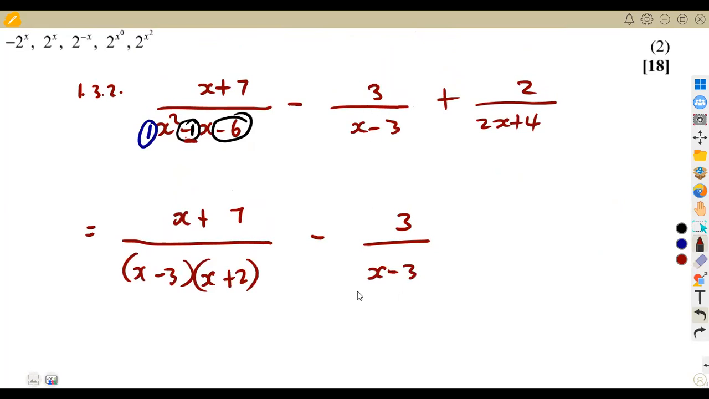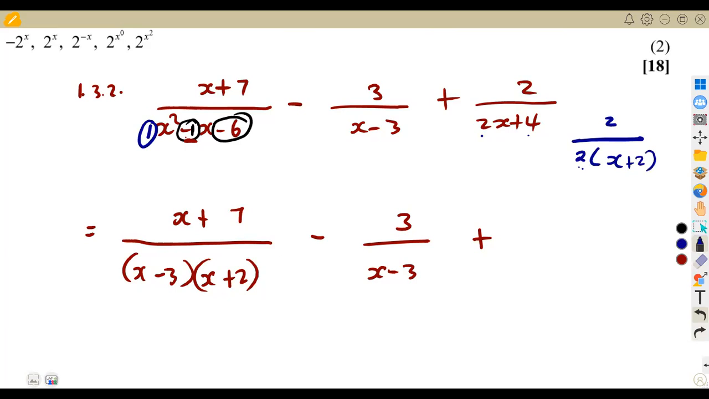All right, so this x minus 3, there's nothing that we can do. It's already in its simplest form. Then we've got the term 2 over 2x plus 4. If you consider 2x plus 4, there's a common term between the two terms of the binomial expression, which is 2. So I can factor out the 2. If I factor out 2, 2x divided by 2 is x, and 4 divided by 2 is 2.